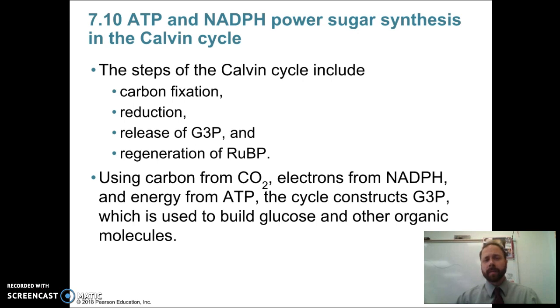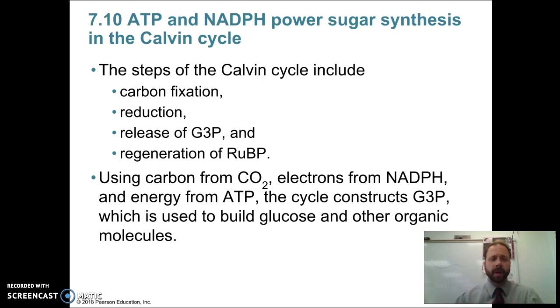There are four main steps: carbon fixation, reduction, release of the G3P molecule, and regeneration of the RuBP molecule. All I want you to know about these molecules right now are just their names, or their shorthand names. We're not going to get too detailed on what they're made of, just that they're being used here in this cycle.